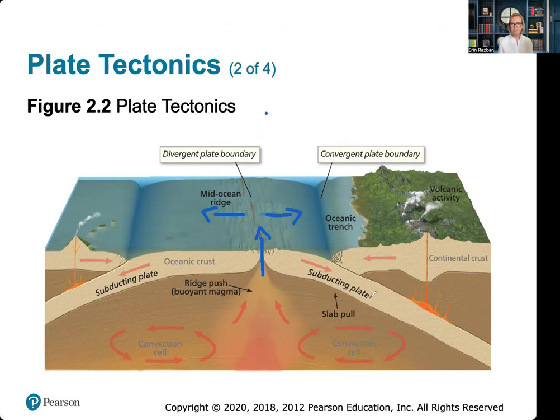Iceland is a prime example of a diverging plate boundary where the North American plate is moving away from the Eurasian plate, creating unique landforms and even fascinating tourism opportunities.